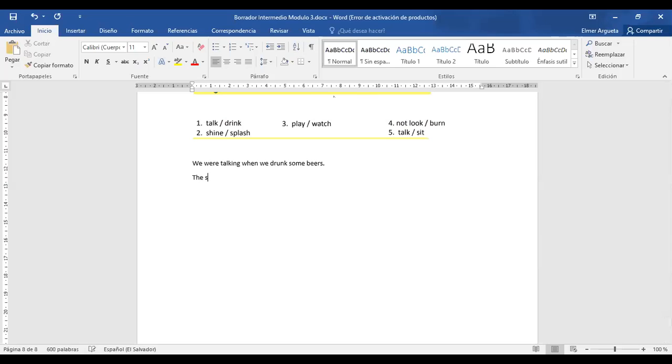Oiga, shine. What's the meaning of shine, teacher? Shine, the sun shines. Brillar. Splash, like a, mojar. The sun was shining. Ajá. A fish splash near me. Está bien.